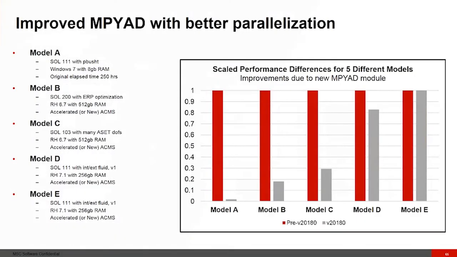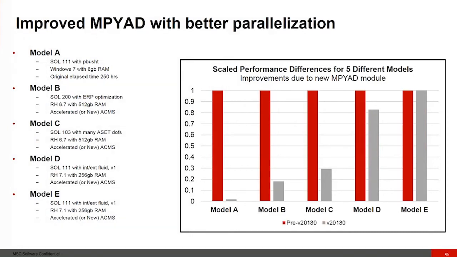Here you can see the chart. We have several models that we're comparing, pre-version 2018 in the red versus version 2018. And you see how we have gained a lot of performance. So for example, in Model A, we have a solution 111 with PBUSH-T. This was run on Windows 7 with 8 gigabytes of RAM, and the original elapsed time was about 250 hours in pre-2018, and we have reduced that to about 2 to 3 hours. So you see a significant performance improvement.